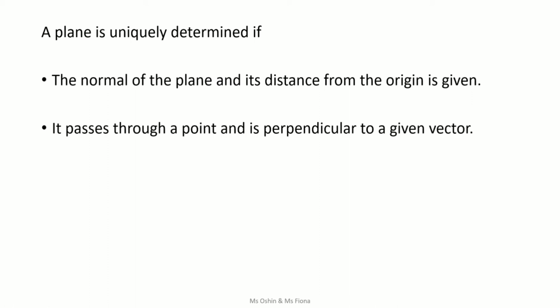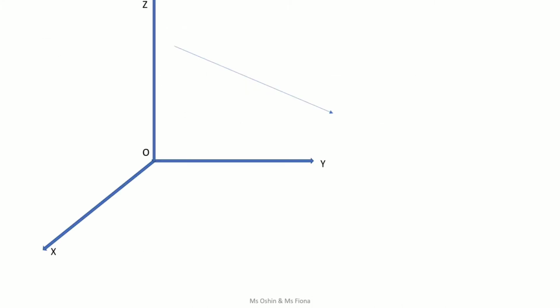Now, let us see what happens to the equation of the plane when it passes through a point and is perpendicular to a given vector. Given a vector, we can draw any number of planes which are perpendicular to this vector. But if a point is given to us, we can draw only one plane which passes through the point and is perpendicular to the given vector. We shall now find the equation of this plane.